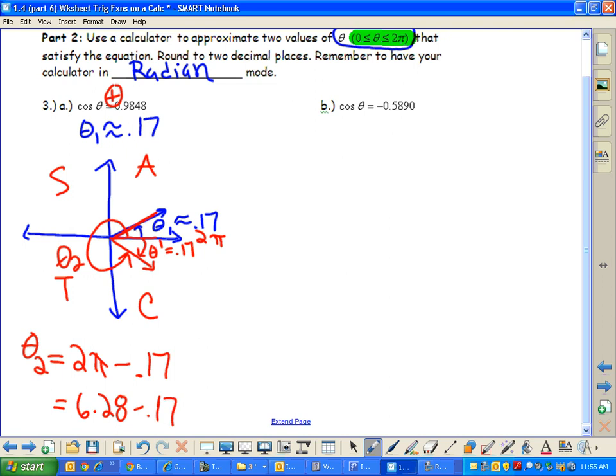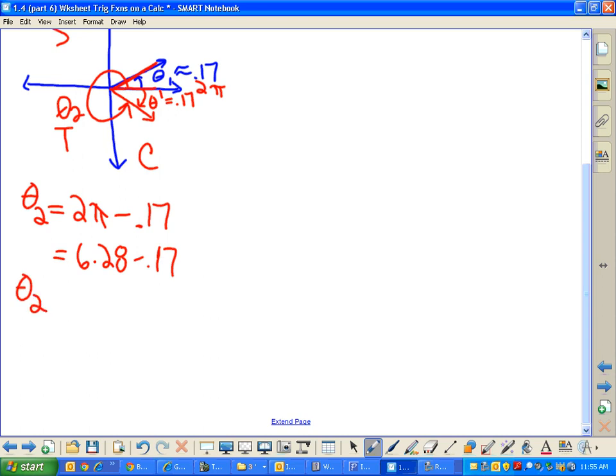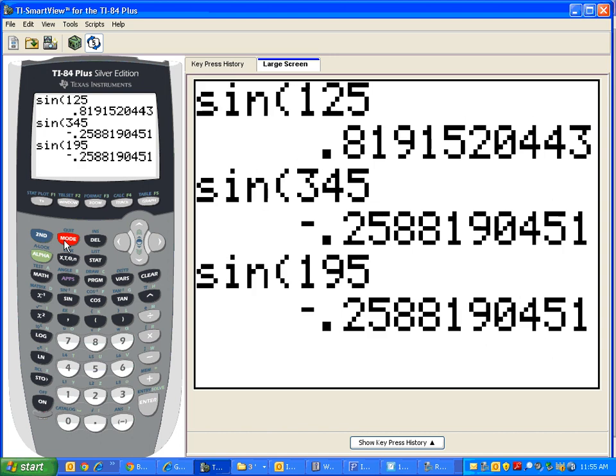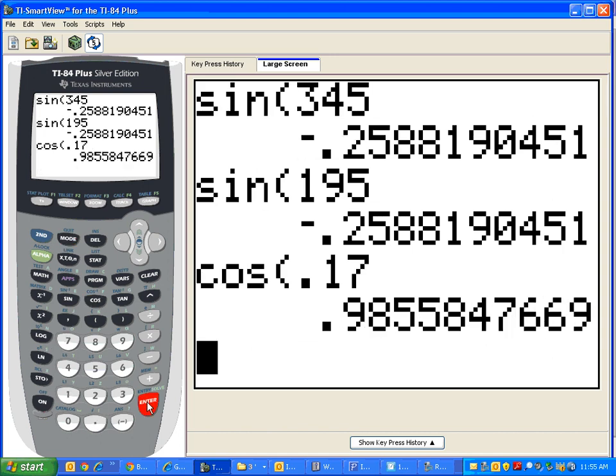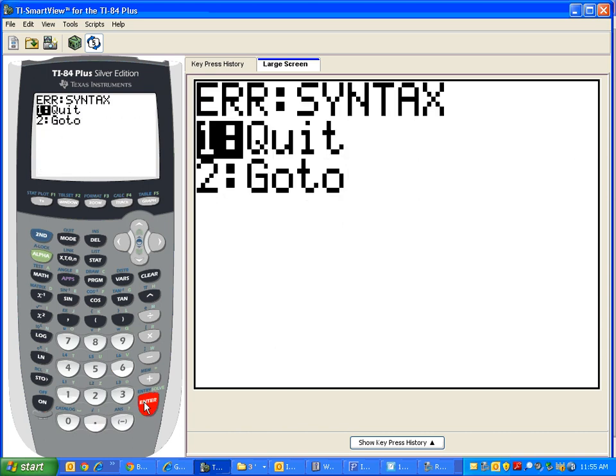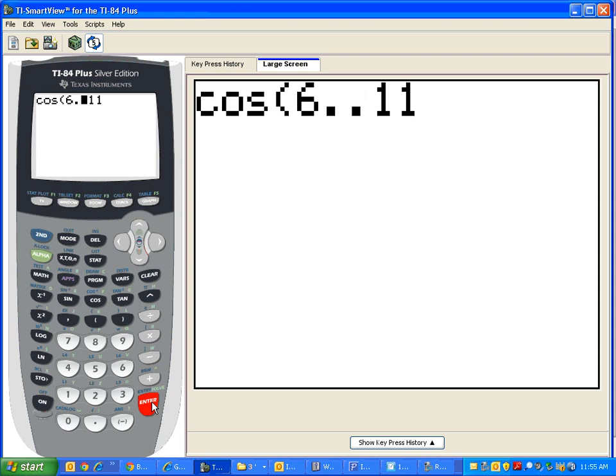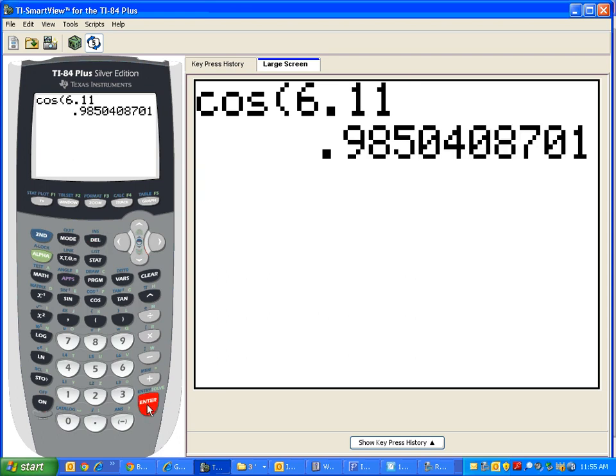And here's the buttons. What'd you get, Joey? That's what I got. So, technically speaking, what I'm saying is you could now, that I'm in radian mode, do cosine of 0.17 and the cosine of 6.11. Whoop, syntax error. I typed something in wrong. 2 decimal points. And you get that same answer, the decimal that was in the original problem.